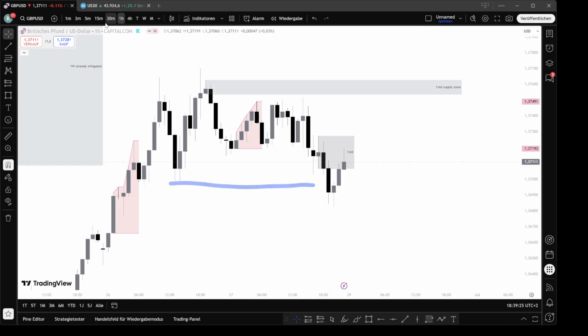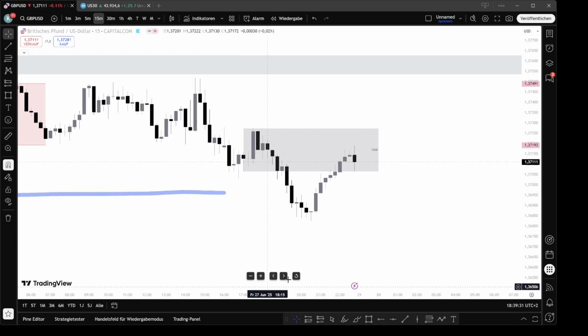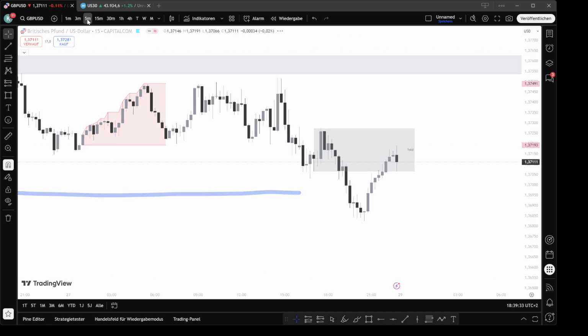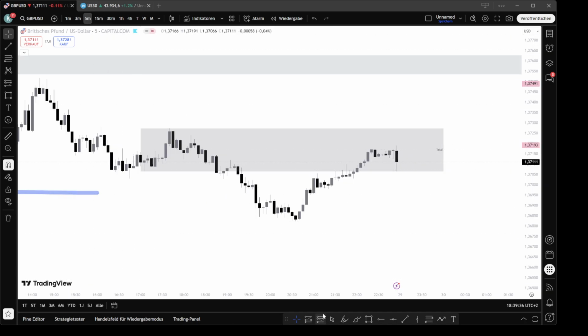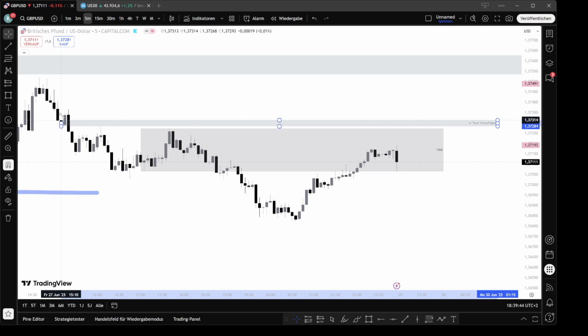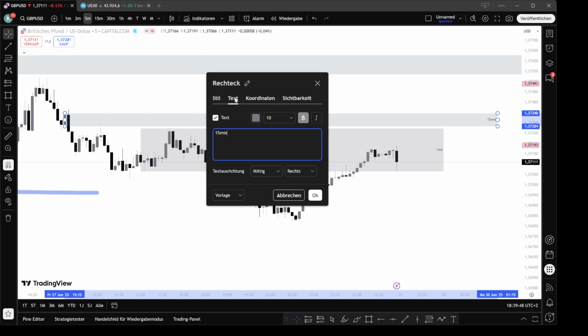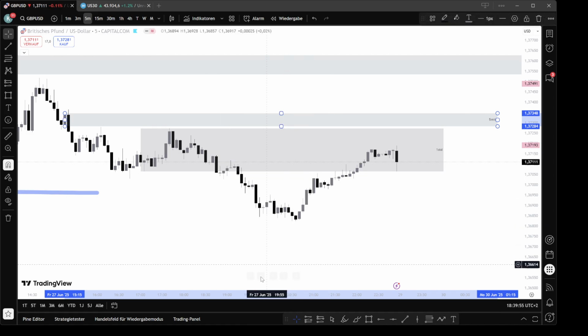Okay, let's just get into charts. For now, that's what I'm able to identify. If I go to the 5 minutes a little bit, yes, on the 5 minutes, I was able to identify another supply zone which was not mitigated. Good.